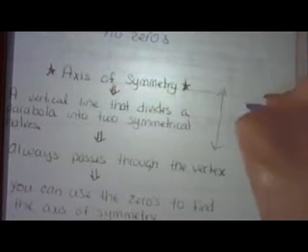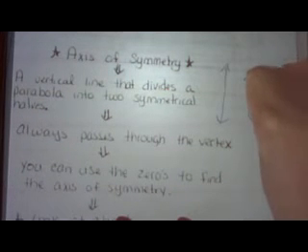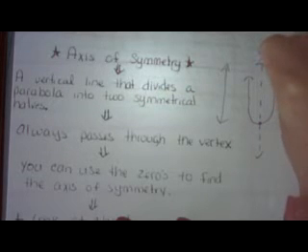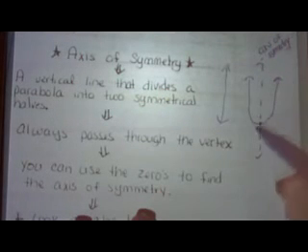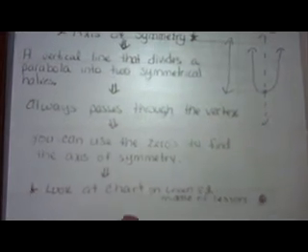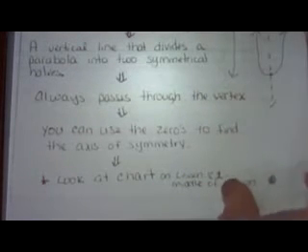Okay, so here we have a parabola. Your axis of symmetry divides this parabola into two symmetrical halves. Okay, that's my axis of symmetry. It always passes through the vertex, and you can use the zeros to find the axis of symmetry. Okay, and if you'll review the chart on lesson 8.2, this will explain this even further. And the chart's in the middle of the lesson if you scroll down.